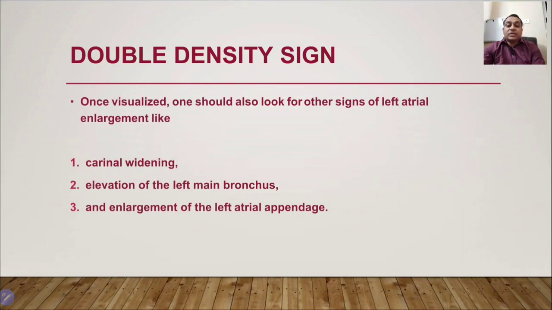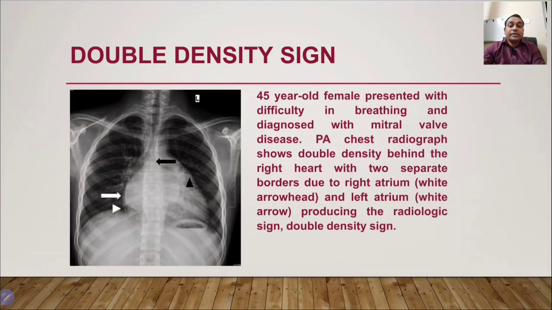Once visualized, one should look for the other signs of left atrial enlargement. These other signs are carinal widening, elevation of the left main bronchus, and enlargement of the left atrial appendage. So when there is a left atrial enlargement, we have to look for these other signs. Let us discuss with a very simple example.